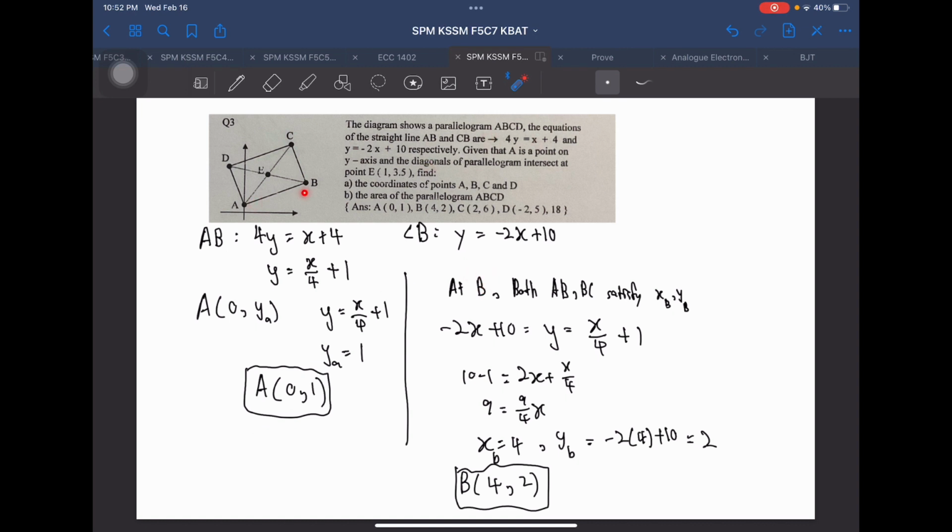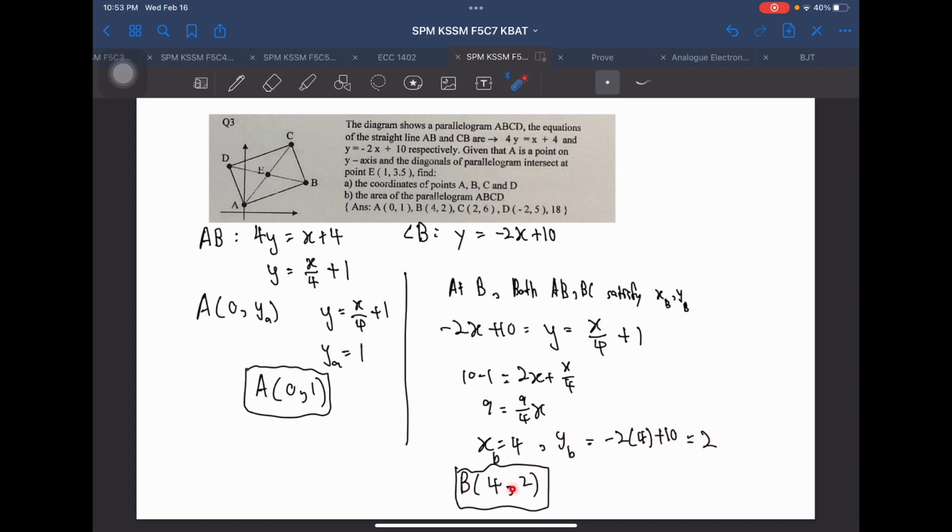You are given two equations, AB and BC. So can I say that at point B, it satisfies both equations AB and BC, which is a simultaneous equation. So from here, you have the AB equation here and the CB equation here. Since both y are the same at point B, you can say that the first equation equals the second equation. Then do some simplification. You get x equals 4, and then substitute it back into the first or second equation. You get y equals 2.